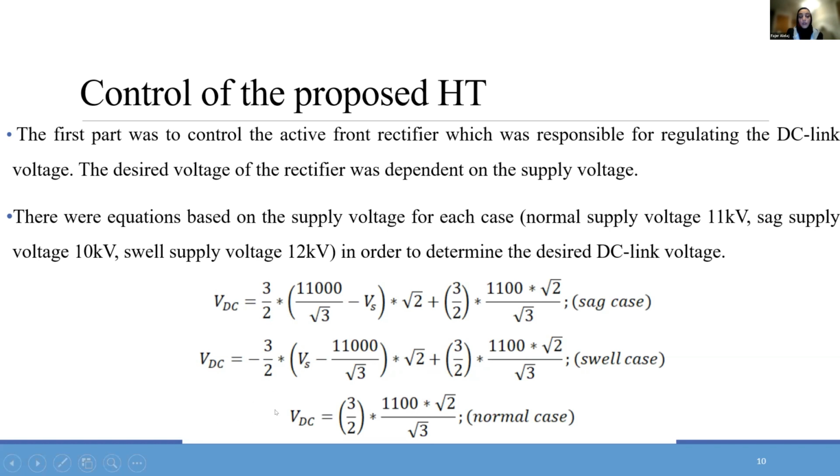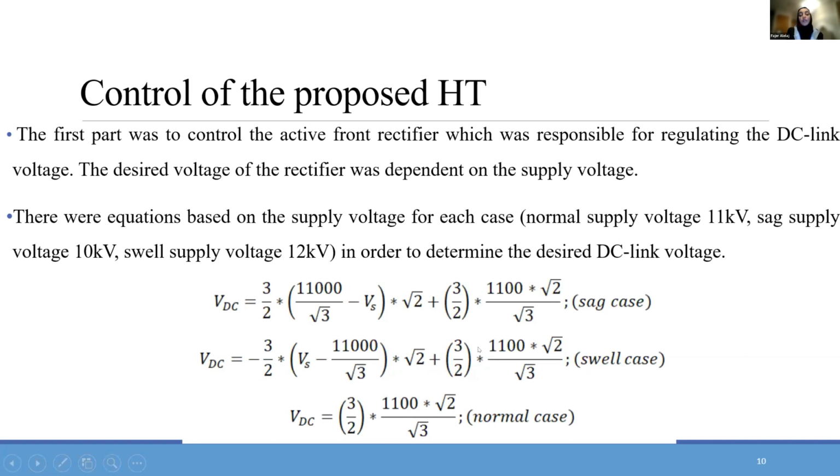Starting with the normal case. In the normal case, about 90% of the power will go directly from the grid to the load side through the distribution transformer, and the other 10% will go through the converter, and after that it will go through the distribution transformer. And that one is 1100. That value represents the 10% of the normal voltage, which is coming from the grid.